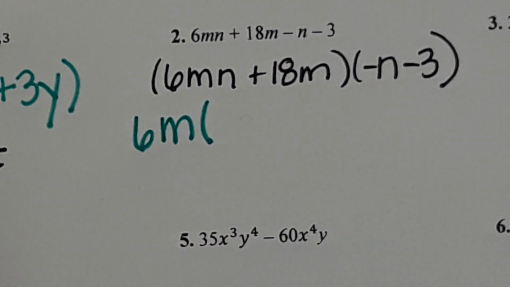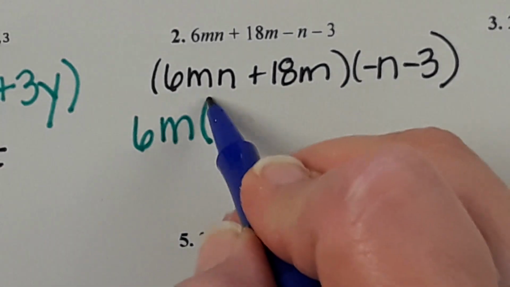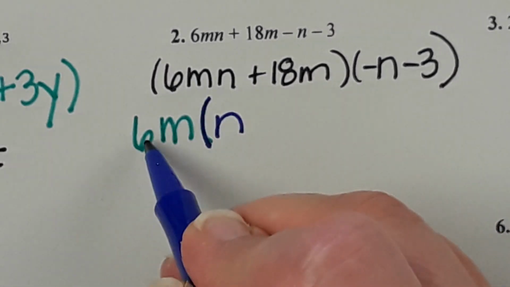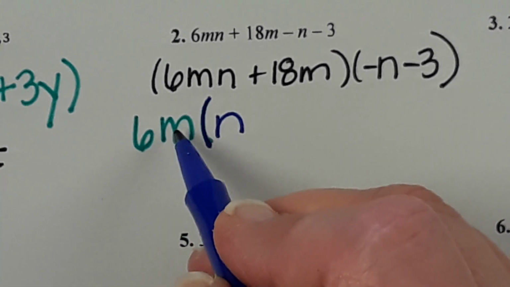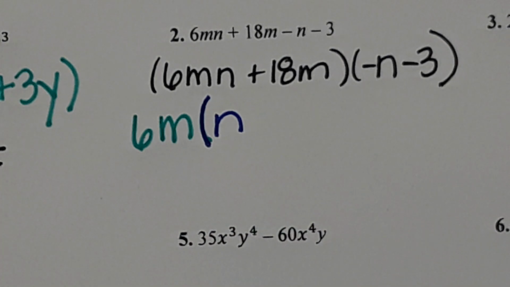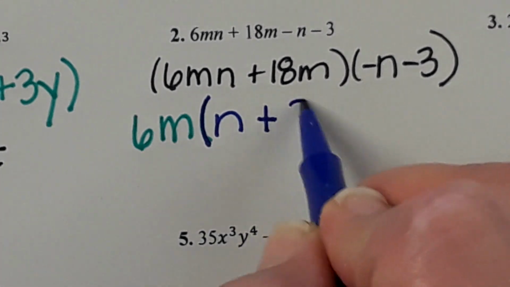Okay, what's 6m divided by 6m? And then there's an n left over. 6 divided by 6 is 1. M divided by m is 1. And I'm left with an n. What is 18m divided by 6m? 3.